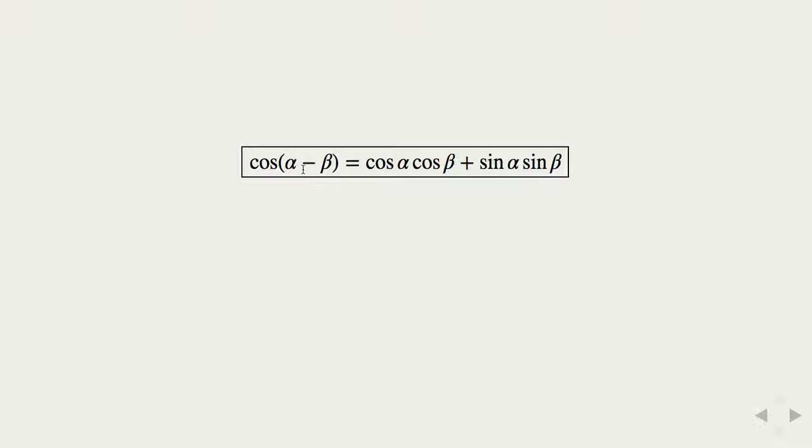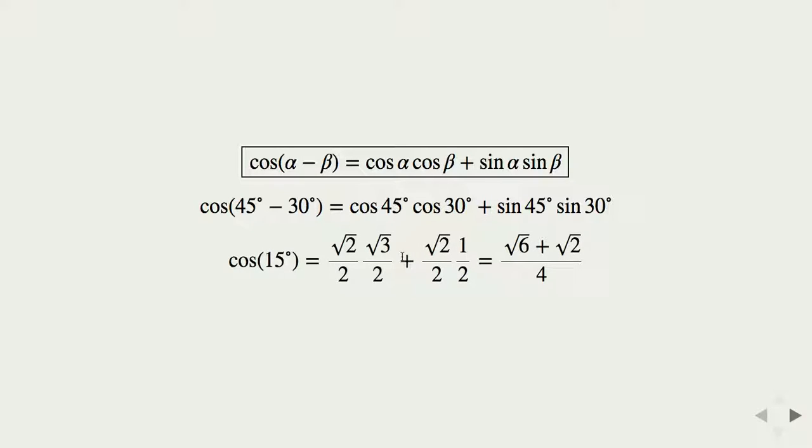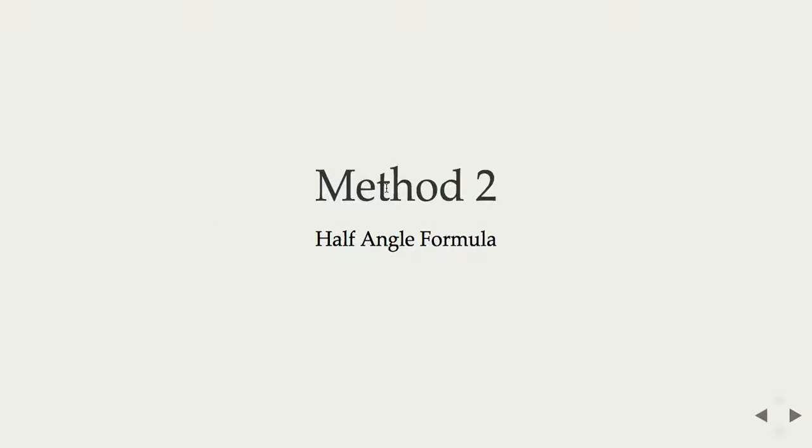Now the cosine, we can figure out cosine 15 degrees in a similar fashion. Plug in 45 and 30, we're going to get this, and then continue the process. The only difference here is a plus sign. All right. So let's move to the second method.